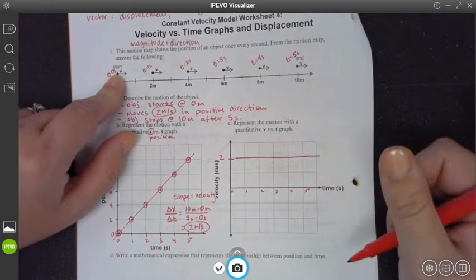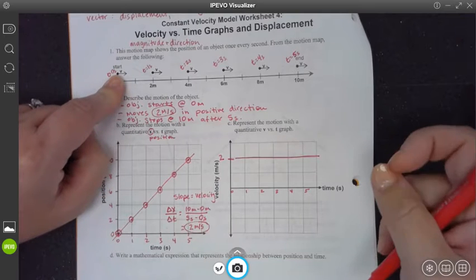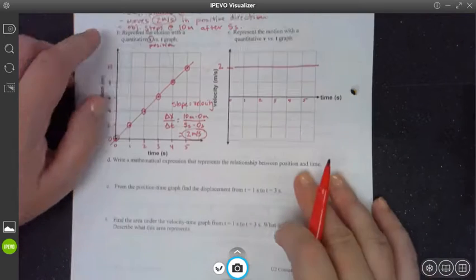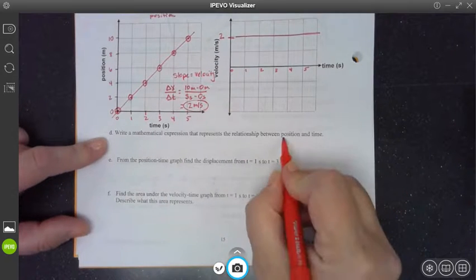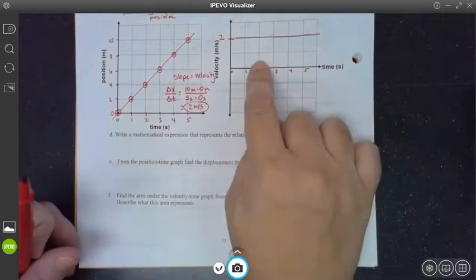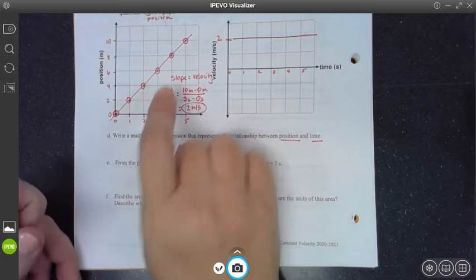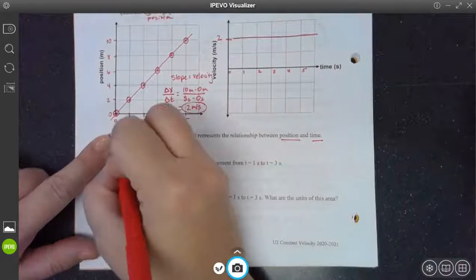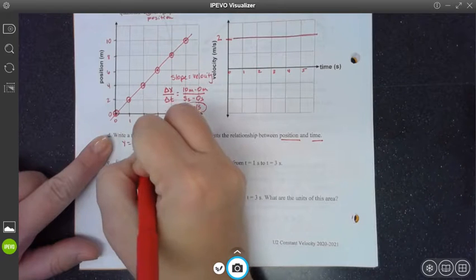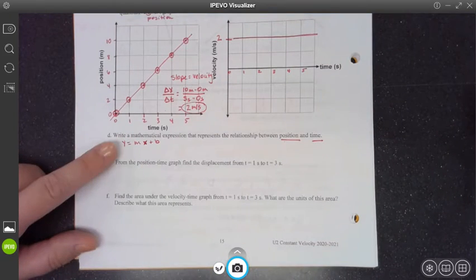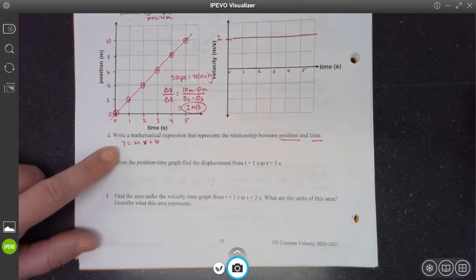Do you guys have any questions about those so far? No? Okay. So then it says write a mathematical expression that represents the relationship between position and time. So not this one, this one. And we know that that's a line, right? y equals mx plus b. But we need to replace some of these things.